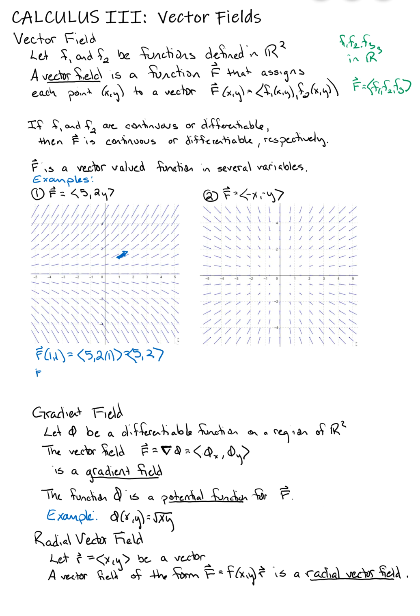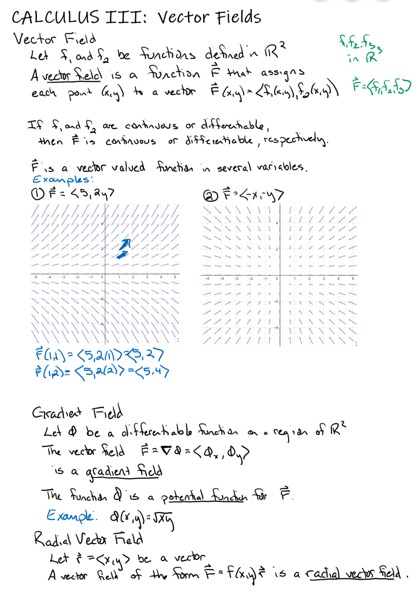But if we had, say, the point (1, 2), that tells us that the first component is still 5 from our vector field. The second component is 2 times the y value. So we get (5, 4) as the vector. So again, at the point (1, 2), we're going to have the vector (5, 4), and we're going to draw that vector.